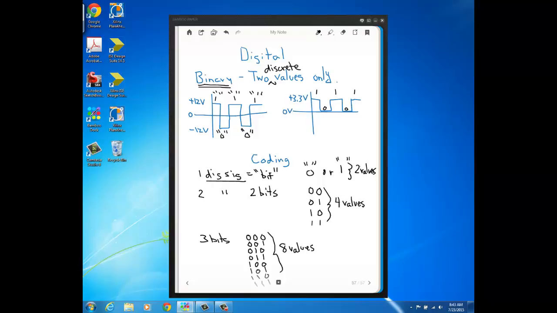1 bit I can represent 2 values, 2 bits I can represent 4 values, 3 bits I can represent 8 values. If I have 4 bits, that would correspond to 16 values, 5 bits, 32, 6 bits, 64, and so on. Every time I add a bit, I double the number of values that I can represent with those bits. So in theory, if I have an infinite number of bits, I have an infinite number of values, so therefore I could have an infinite level of precision. Okay, so that's how high precision is obtained in computer circuits, is through the use of coding.